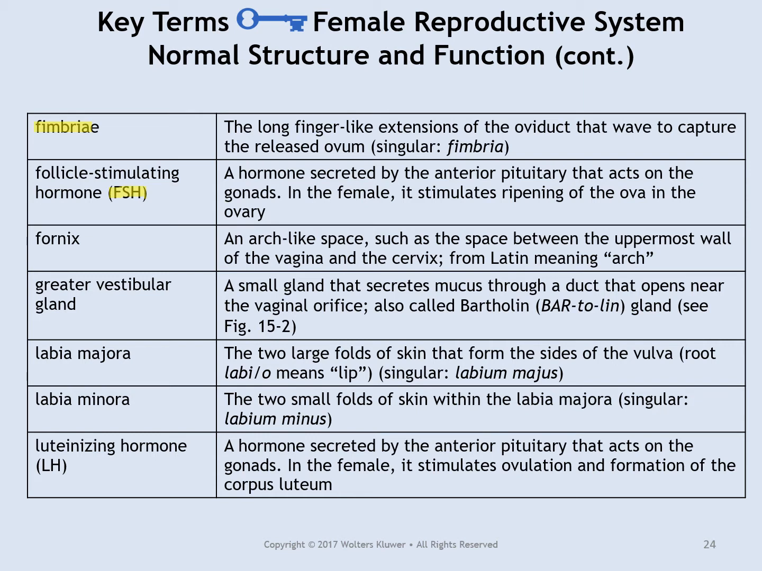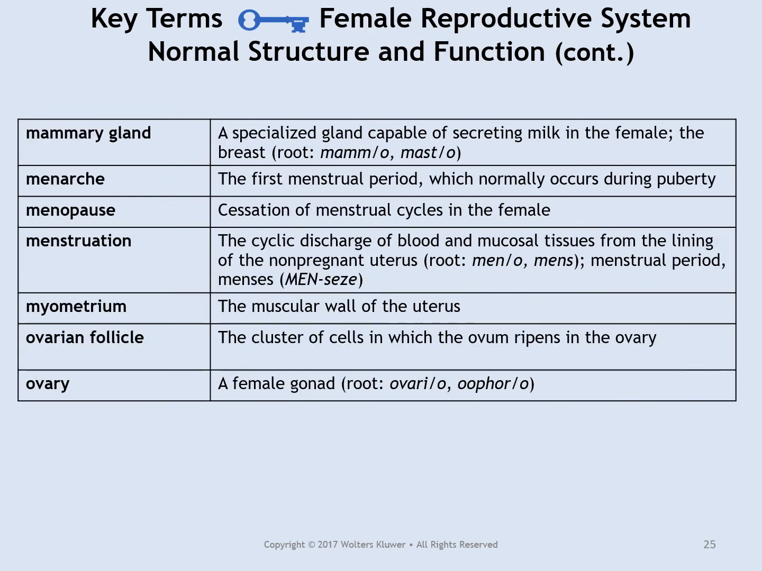FSH we talked about. The greater vestibular gland, or Bartholin gland, at the opening of the vagina. We looked at the majora and minora, and luteinizing hormone and its function in signaling ovulation. Mammary glands, menarche, is the first menstrual period that occurs during puberty, as opposed to menopause, which is the end of the menstrual cycle.